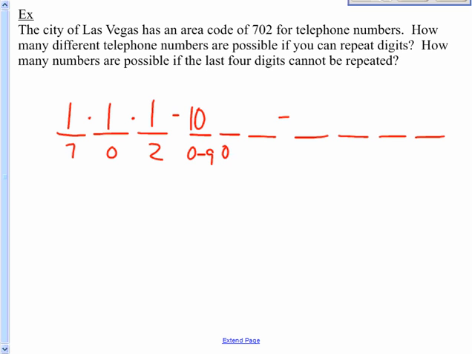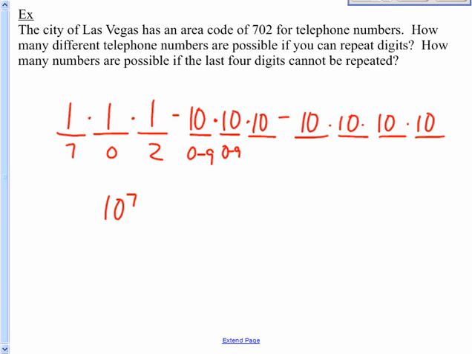Same thing for the next one, 0 through 9. I can repeat, so times 10. I still have 10 options, right? So my phone number could be like 702 444 4444 kind of deal, right? You can repeat. So I have 10 options here, 10 options here, 10 options here, 10 options there. So what would that be? 10 to the 7th, right?